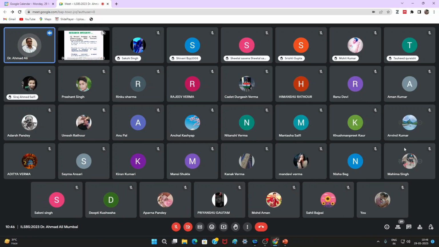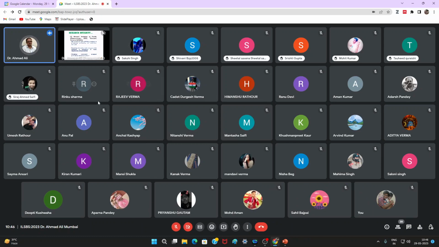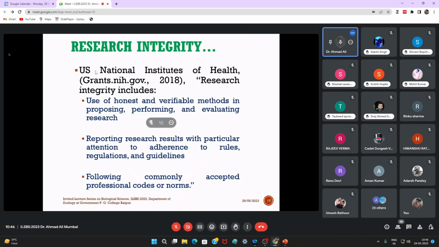We all know that the National Institutes of Health, NIH, is one of the biggest funding agencies in the world, and it's always a prestige for people doing a PhD, or those who go after a PhD, that is postdoc. They go for this kind of funding and write that they have worked on an NIH grant. So it says: use of honest and verifiable methods in proposing, performing, and evaluating research, reporting research results with particular attention to adherence to rules, regulations, and guidelines, following commonly accepted professional codes or norms.